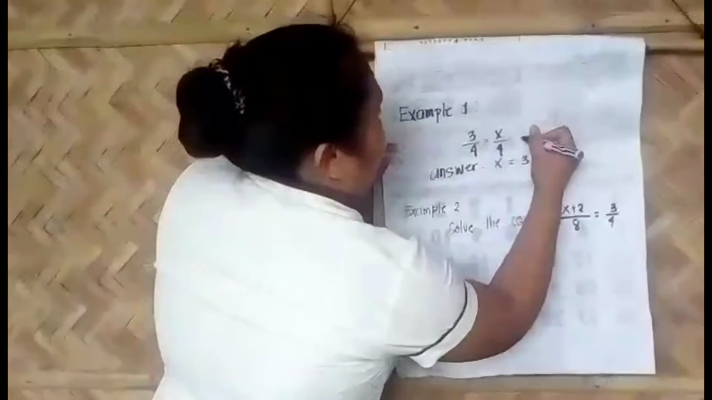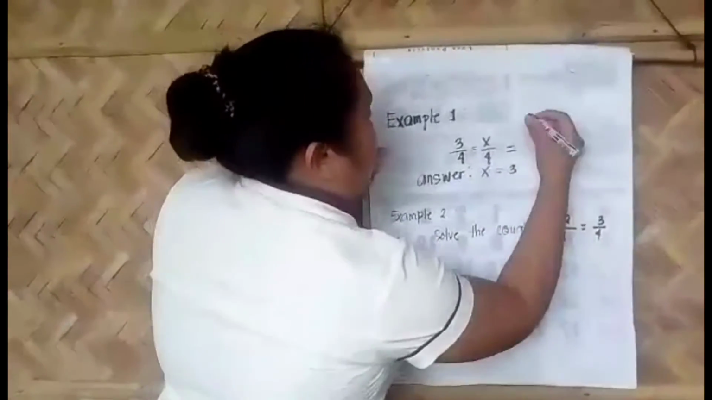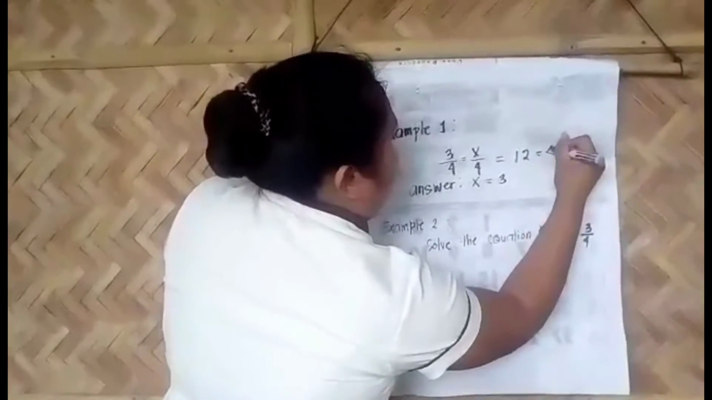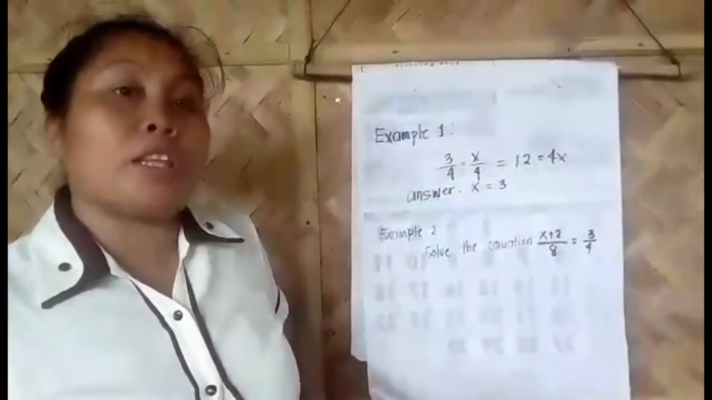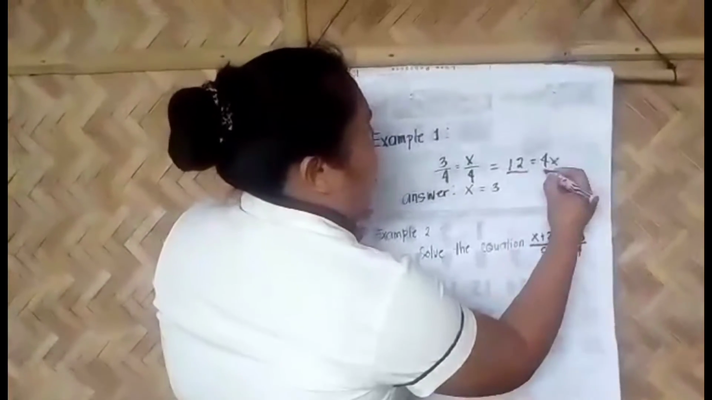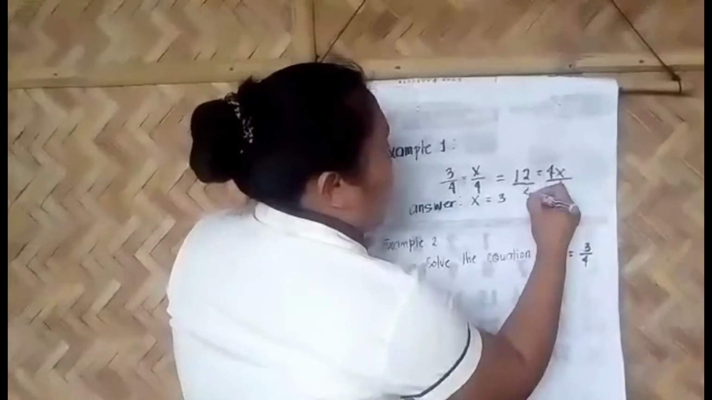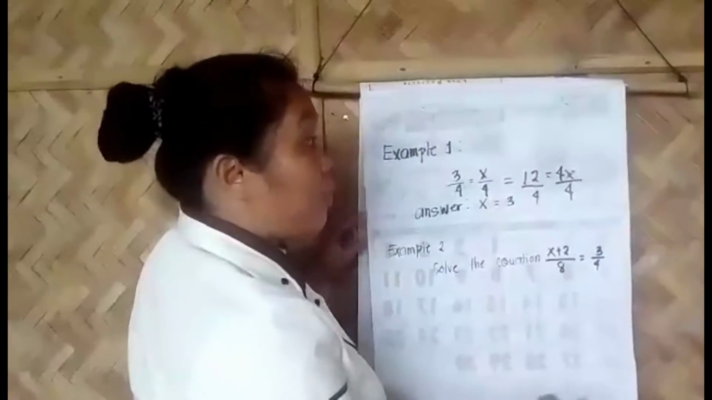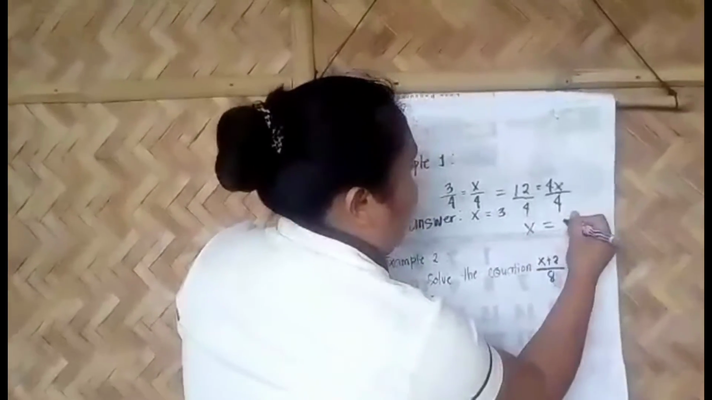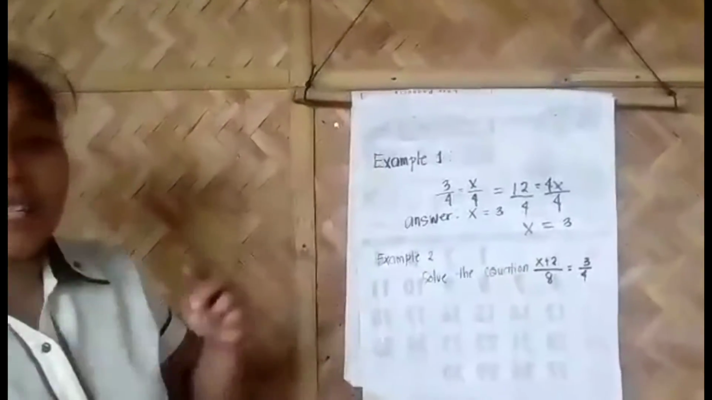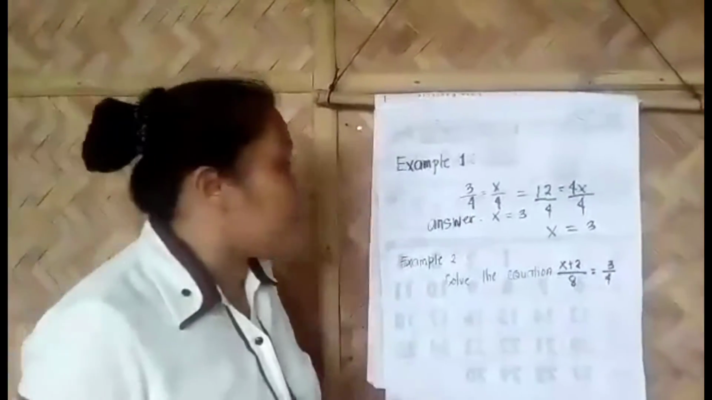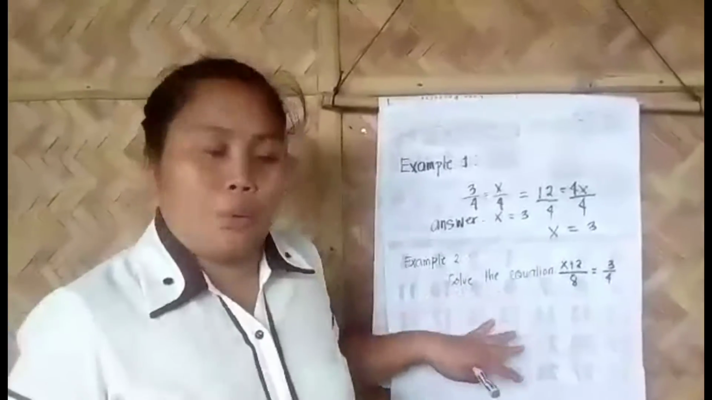Okay, you have here 12 equals 4x through cross multiplication. And we are going to divide both sides by 4 or multiply both sides by 1/4. Then the answer will be x equals 3. As easy as that.